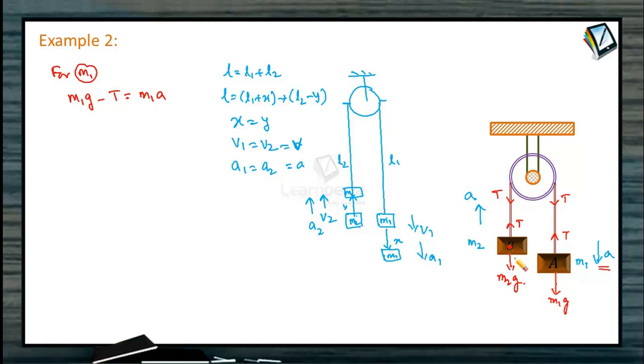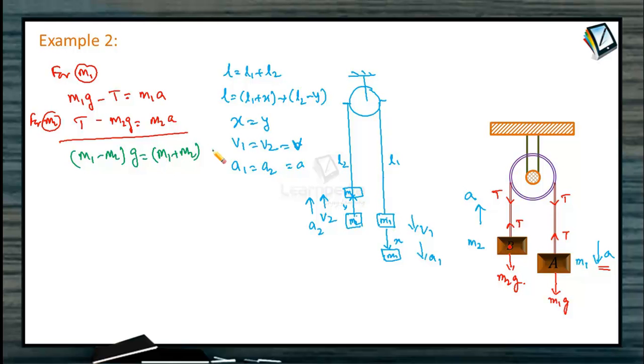For the body of mass M2, the positive direction will be the direction of acceleration. T minus M2G is equal to M2A. This is for mass M2. Simplifying, what are we going to get? M1 minus M2, times G, is equal to M1 plus M2, times A. Simply we can get the acceleration as M1 minus M2, times G, divided by M1 plus M2.